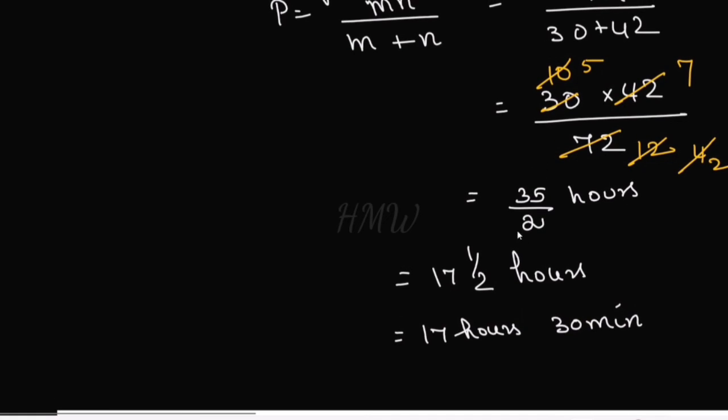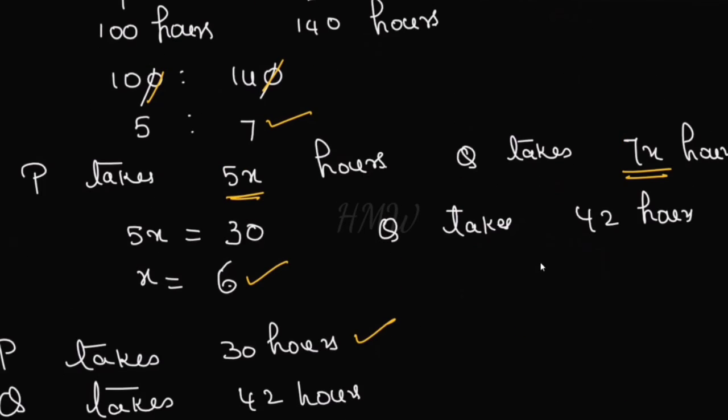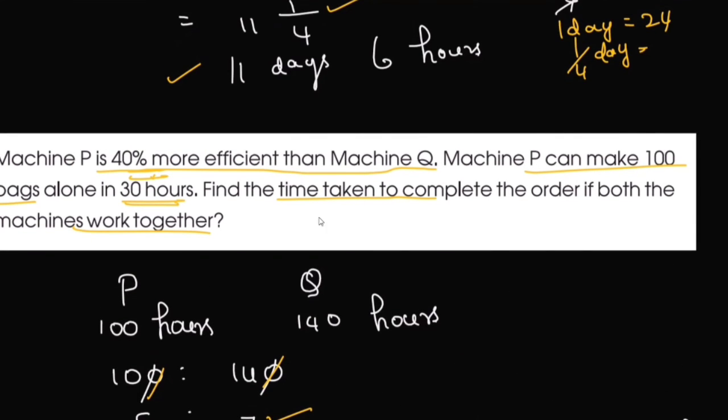35 by 2 is nothing but 17 1 by 2. So 1 by 2, convert into minutes. 1 by 2 into 60. That gives you 30 minutes. So 17 hours and 30 minutes it will take if they work together.